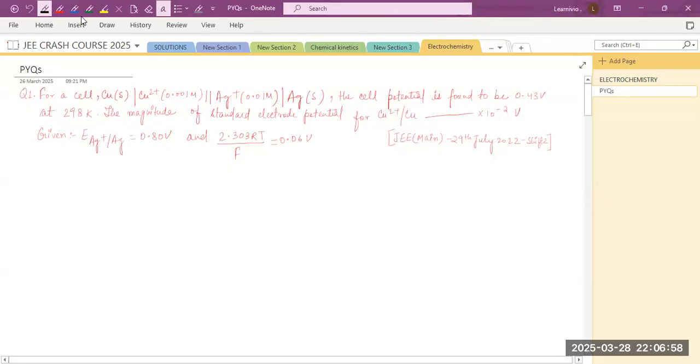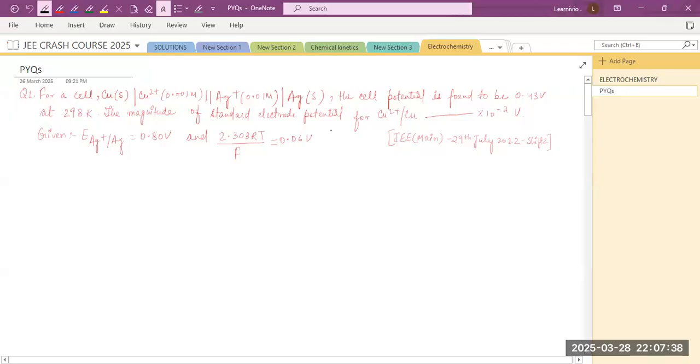Okay, so first question is, for a cell which is given here, the cell potential is found to be 0.43 volt at 298 Kelvin. You have to calculate the magnitude of the standard electrode potential for copper. The electrode potential of Ag plus is given, and the value of 2.303 RT upon F is given, which is 0.06.